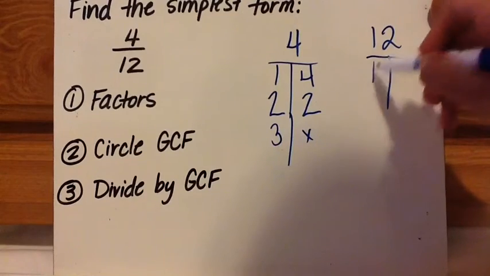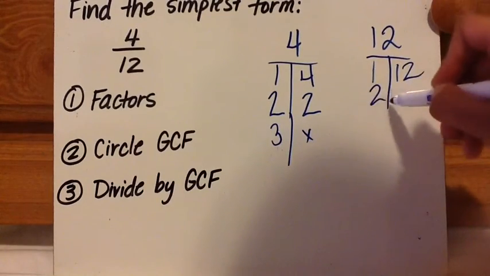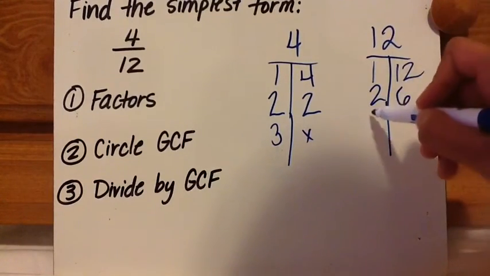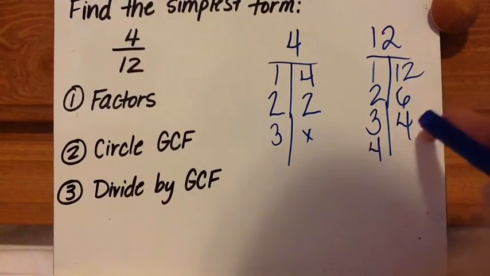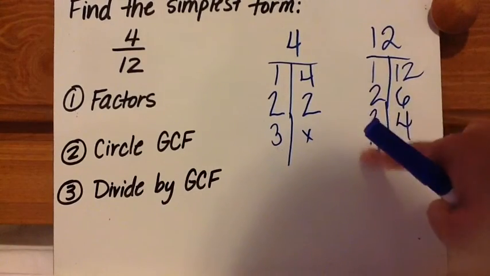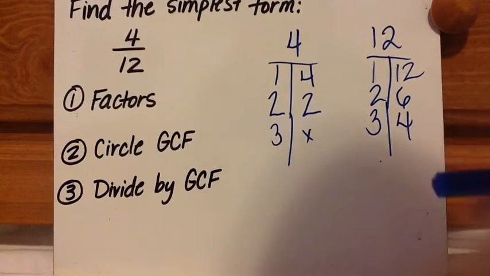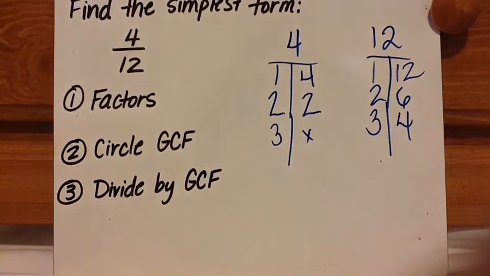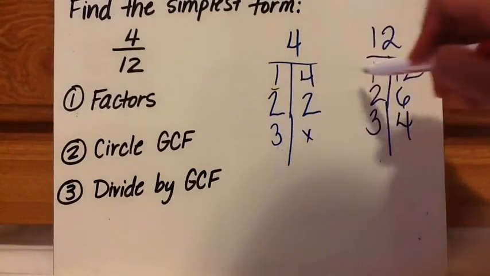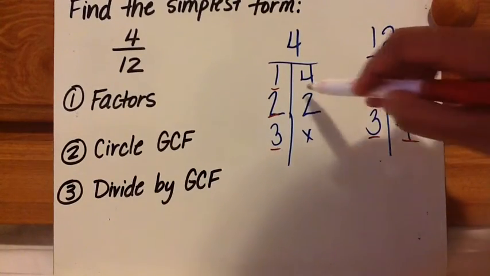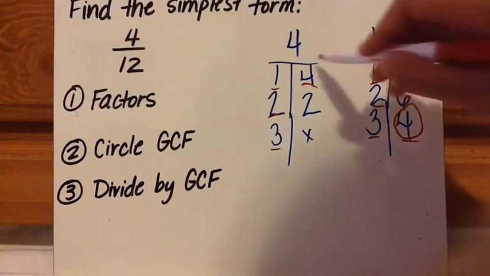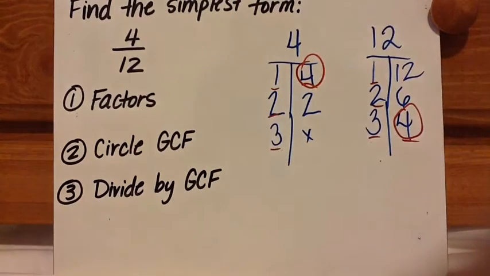12. 1 times 12 is 12. 2. 2 times 6 is 12. 3. 3 times 4 is 12. 4. 4 is already here. 4 times 3 is 12, so there's no point in continuing because I'm on the other side of the T-chart. Step 2, circle the greatest common factor. They both have 1 in common, 2 in common, 3 in common, and 4 in common. 4 is my greatest common factor.